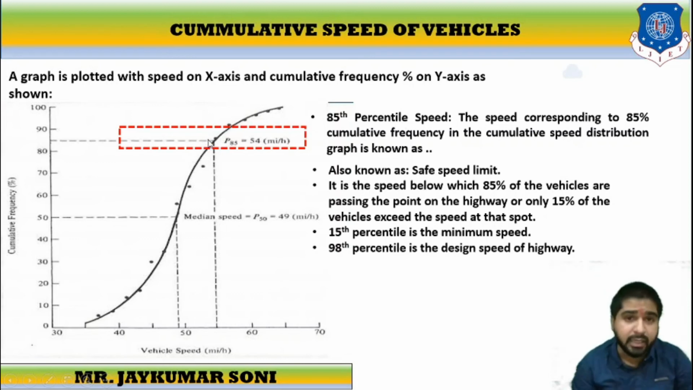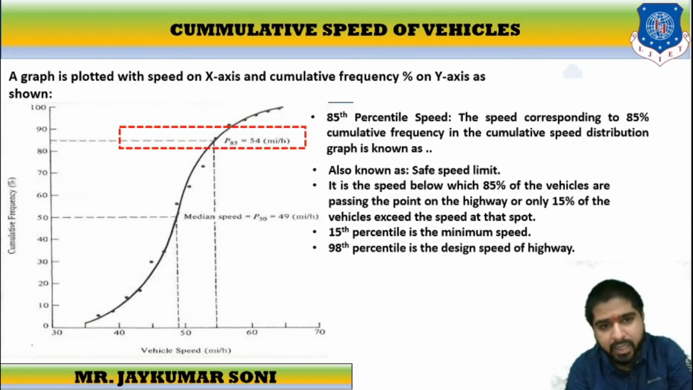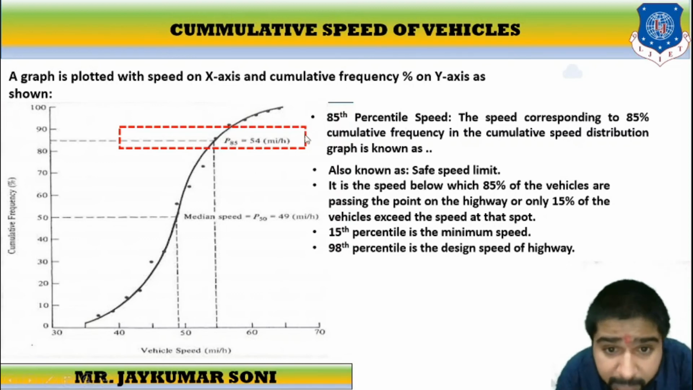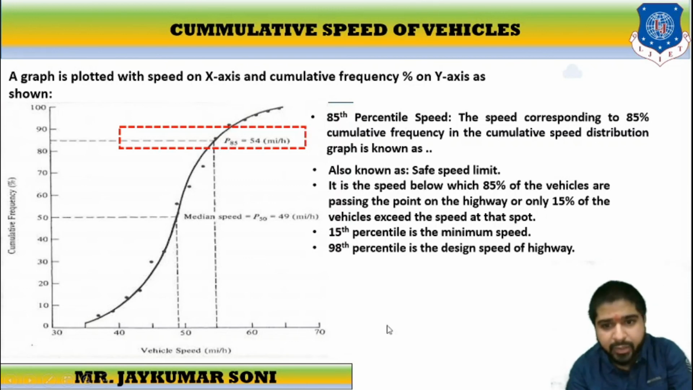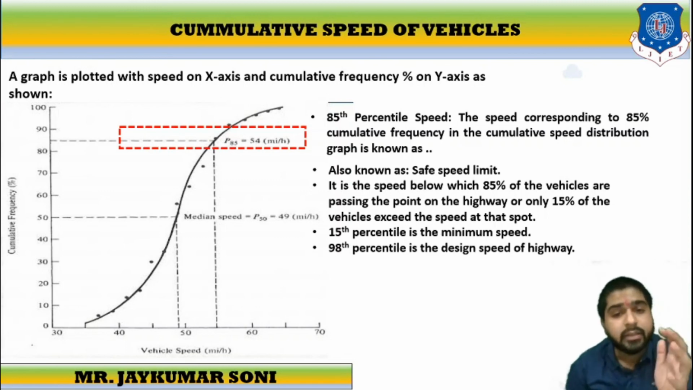You sometimes read on the roadway that this is the maximum speed limit, so it is actually the 85th percentile speed limit, and the remaining 15 is known as minimum speed, and the 98th percentile speed is called design speed. So the 85th percentile speed is called the safe speed limit. You just need to understand this thing. The remaining 15 percent speed is called minimum speed.